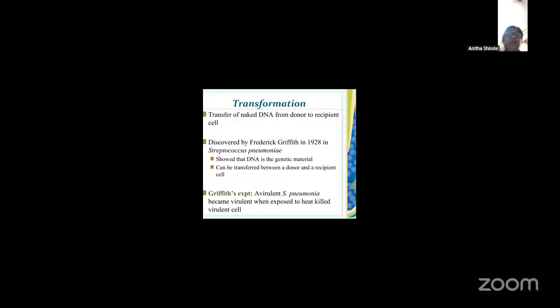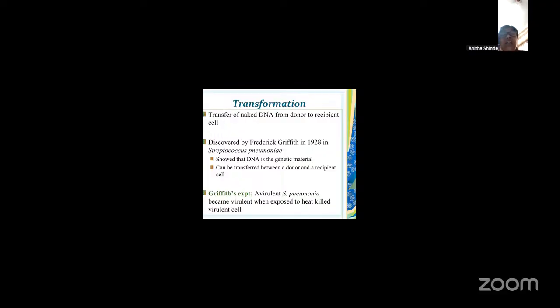He discovered this in the Streptococcus pneumoniae experiment, and he showed that DNA is the genetic material and it can be transferred between a donor and a recipient cell. So what does transformation say? It is nothing but the transfer of naked DNA from the donor to the recipient cell. That is what is called transformation.